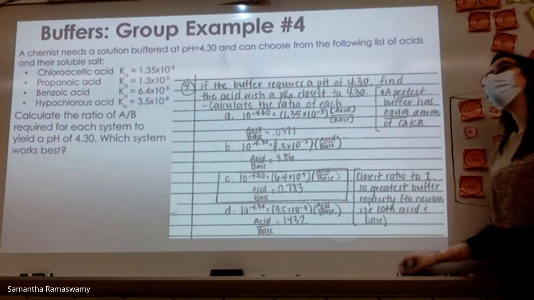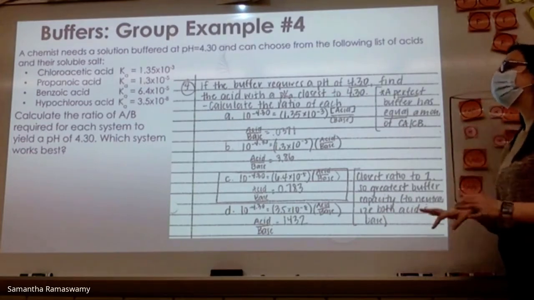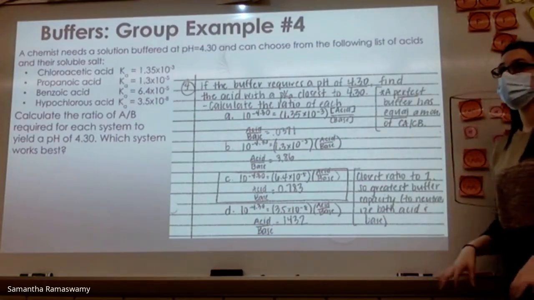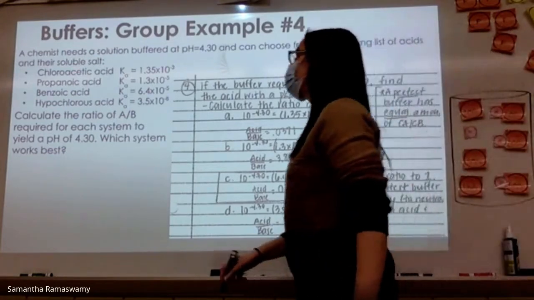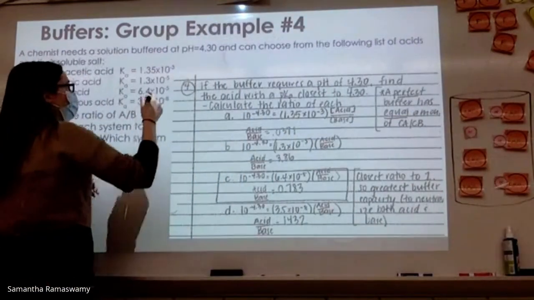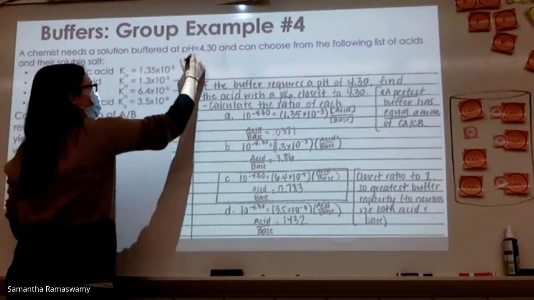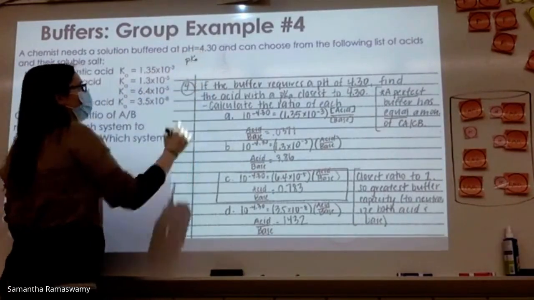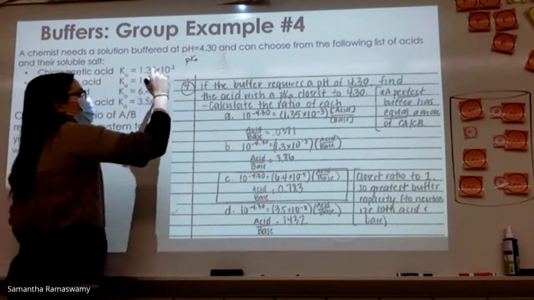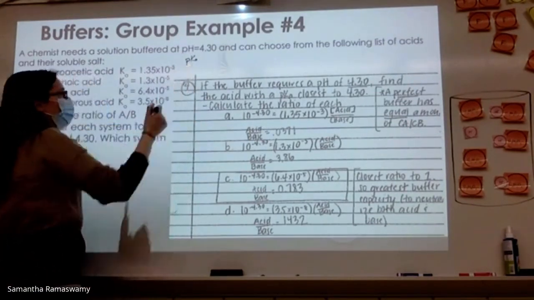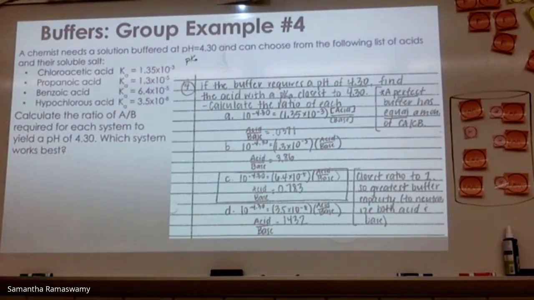Look at the pKa. So here's the Ka. You can then look at the pKa. If you look at the pKa of each one of these, whichever one has a pKa closest to 4.3, that's the best acid to use. But since the question said to calculate the ratios, I went through and calculated the ratios.